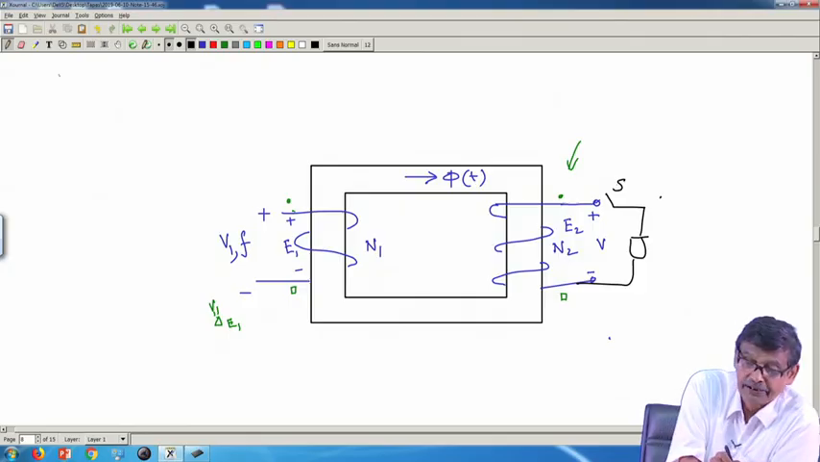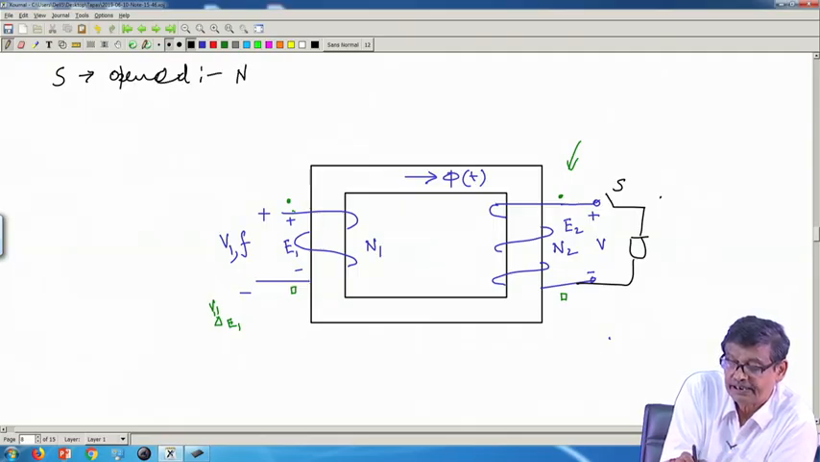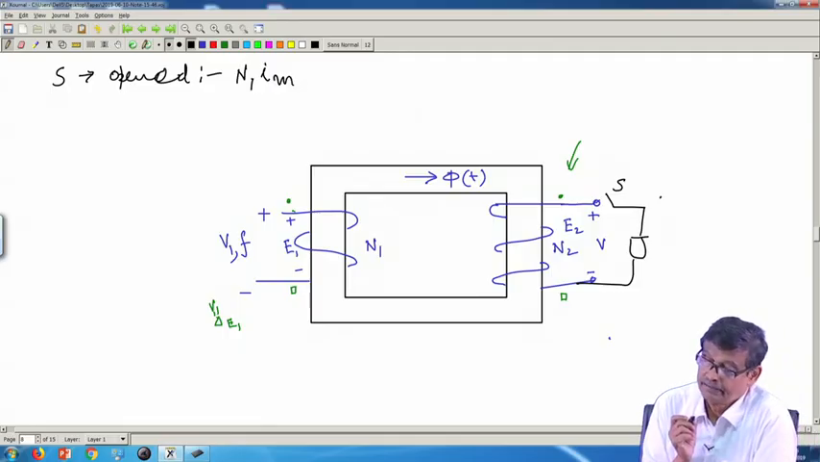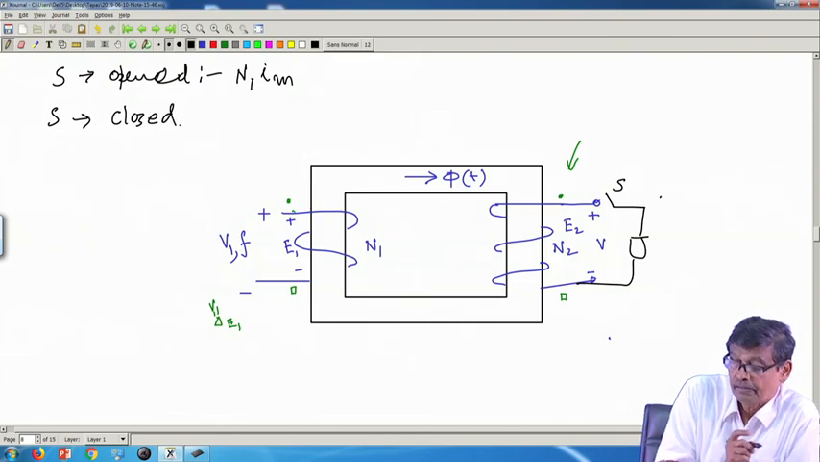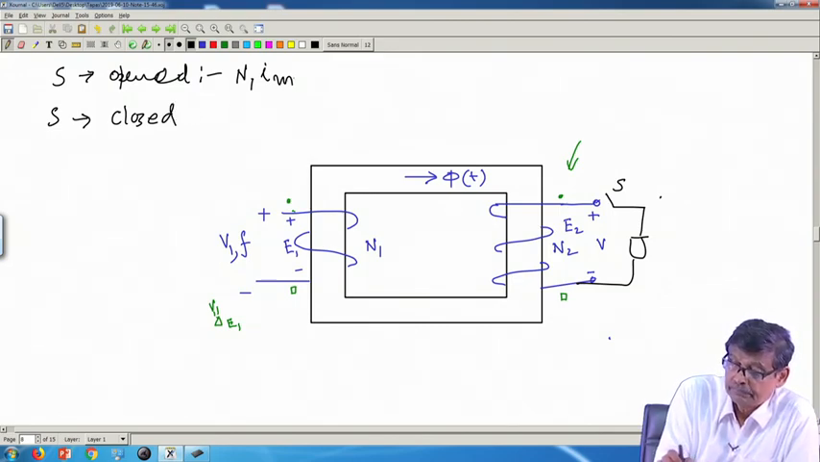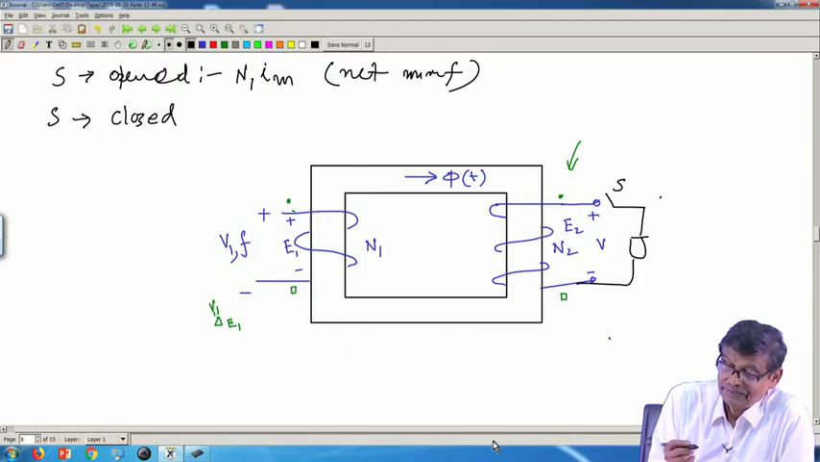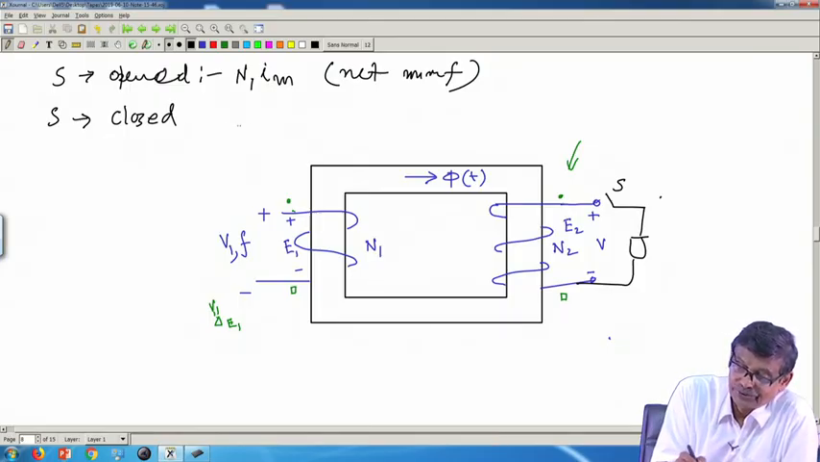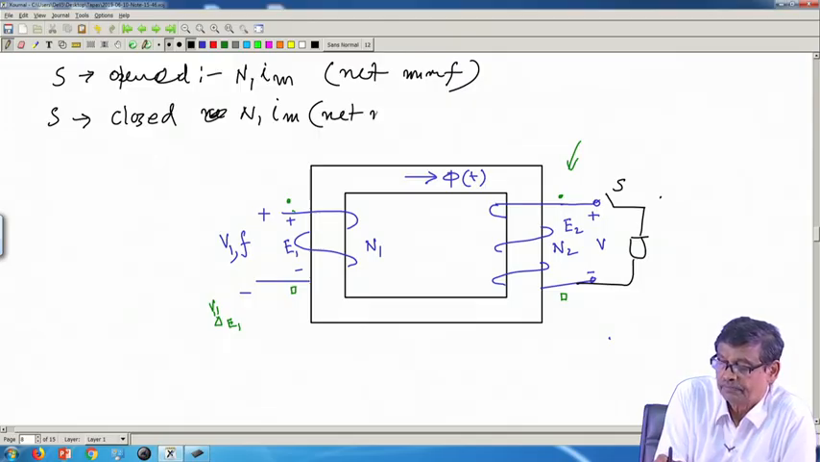So, initially with S opened, I am concluding that with S opened, net MMF acting is N1 into IM. With S closed, once again I am telling, in this case this was also net MMF, secondary current was 0. So, net MMF was this. With S closed, net MMF N1 into IM must be net MMF. Why?